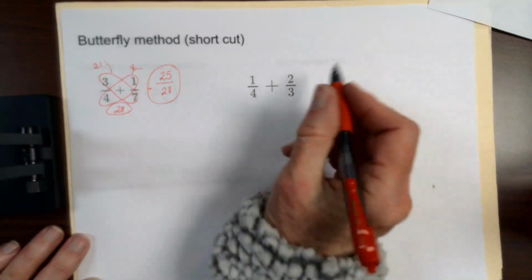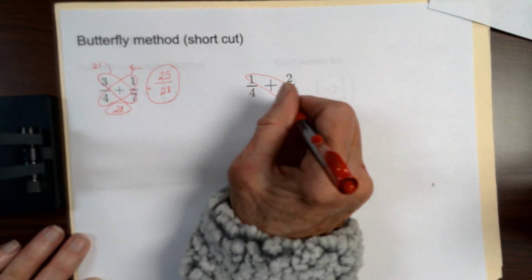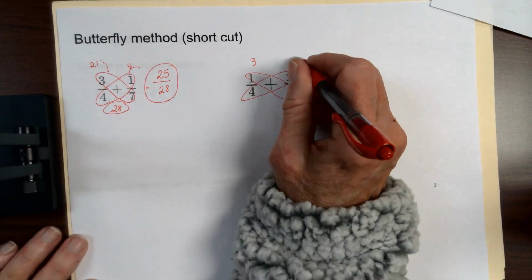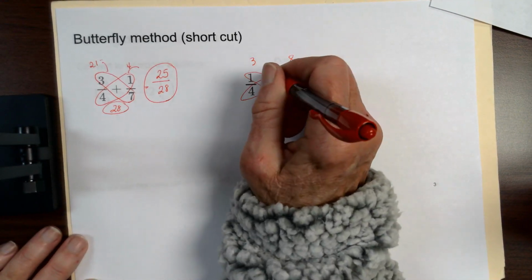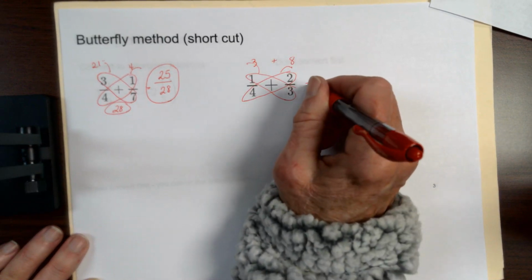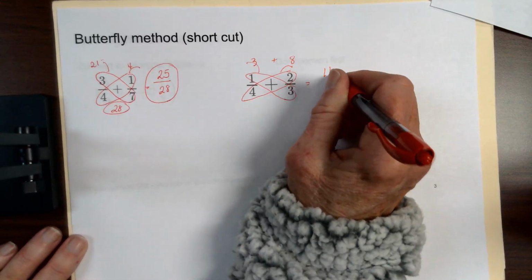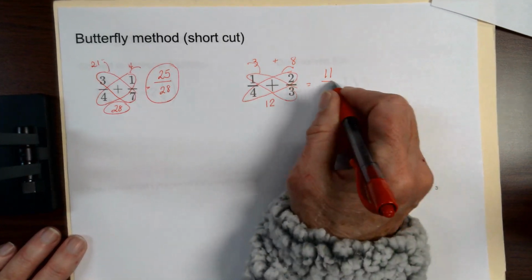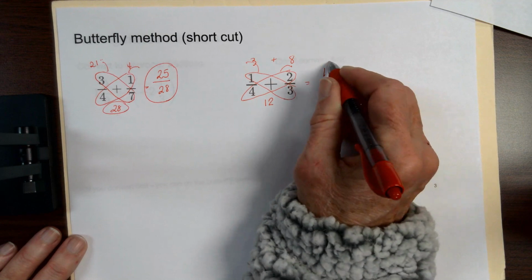Okay, butterfly method on this one. Multiply up, I get a 3. Multiply up, I get an 8. Okay, and I'm going to add the 3 plus 8, and that's going to give me an 11. I'm going to multiply the bottom. That's going to give me a 12. So that gives me 11/12.